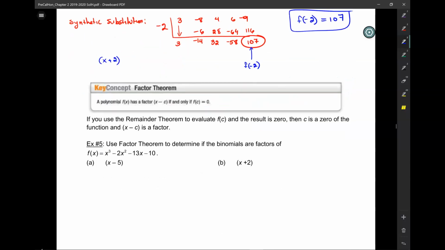It's an actual theorem, guys. A polynomial has a factor x minus c if f of c is equal to 0. So if f of c is equal to 0, then x minus c is a factor, and then x equals c is a 0 of the function.